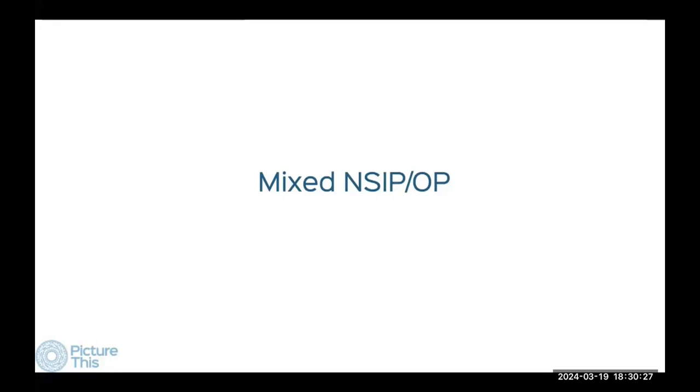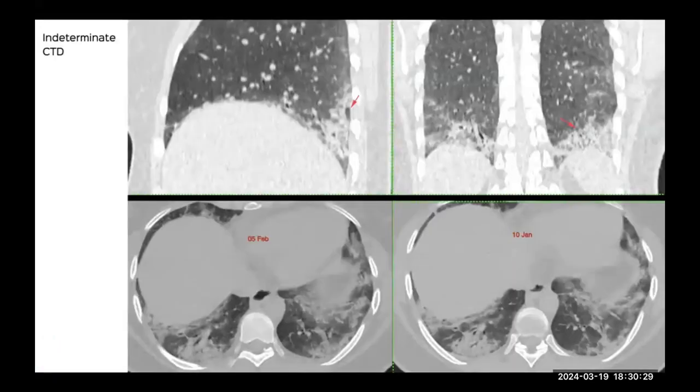Then we have the mixed NSIP OP pattern. And this happens in connective tissue diseases where you can have differing morphologies at the same time. And the reason we know that you can get mixed NSIP OP is from biopsy, where some patients have had histology that has shown this.